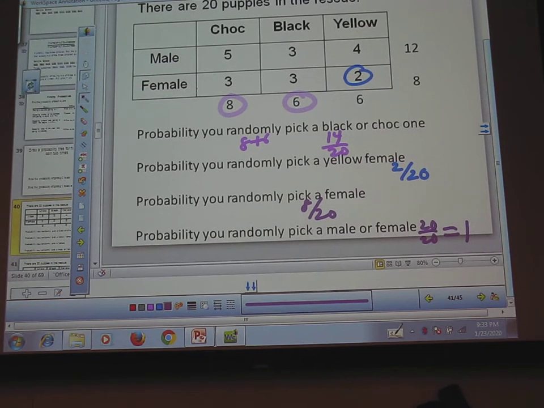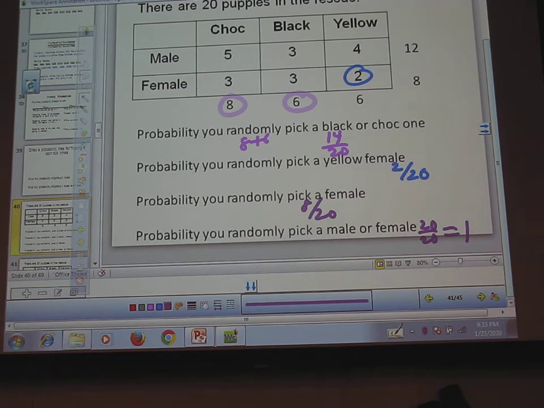Okay. So first we have black or chocolate lab. So there's 8 chocolate and 6 black. So that's a total of 14 out of 20 for that first one. And then probably pick a yellow female. There's 2 yellow females, so the probability of that is 2 out of 20.